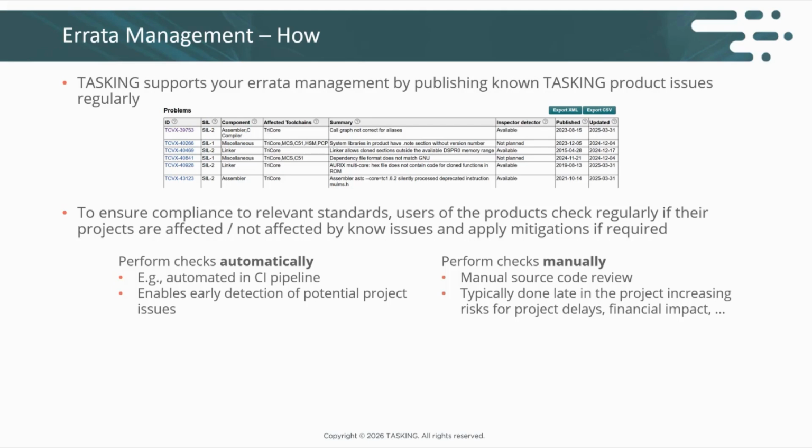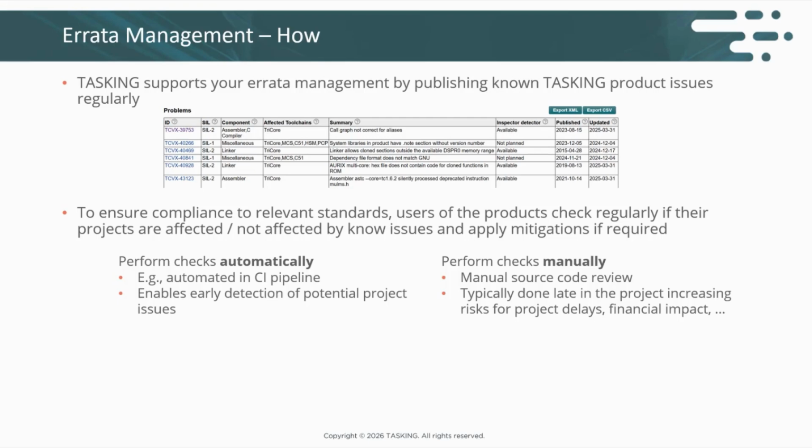As seen on the previous slide, it is the obligation from the tool user to check if the user's project is affected from such known issues and to react accordingly when required. In general, two different strategies are possible. On the one hand, you can perform these checks manually. That means you use the detailed information from the published known issue and you review the project source code manually to get an understanding if the source code is affected from a tool malfunction.